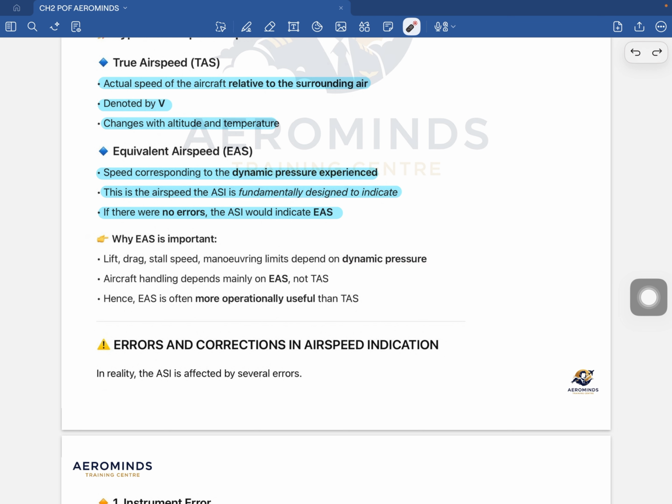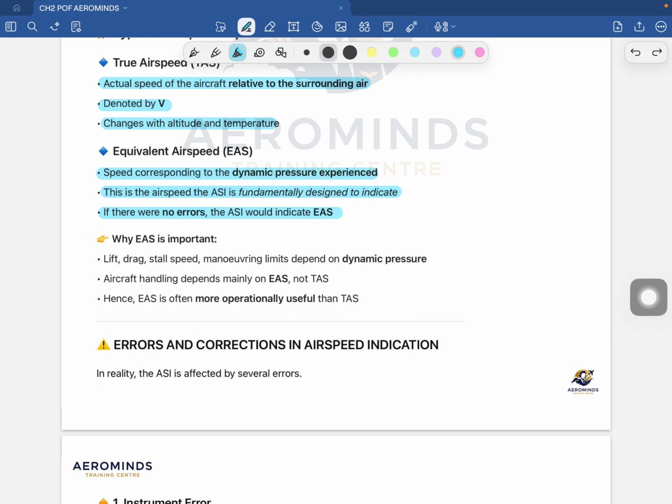So the aircraft handling, how it feels on the controls, when it stalls, when it reaches the structural limits, and all of that, depends on the equivalent airspeed only, not the true airspeed. Now that is why we say that EAS is often operationally useful rather than the TAS.